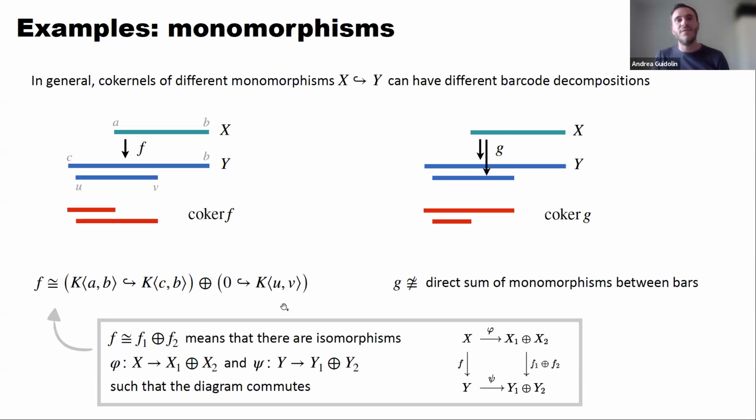So in this talk, this is what I'm going to think of as a matching most of the time. I will represent matchings as morphisms that can be decomposed into these simple monomorphisms or morphisms between individual bars. In the other picture, we have a monomorphism where the bar of x maps to both bars of y. And in this case, the monomorphism g is not the direct sum of two monomorphisms between individual bars, as in the previous case.